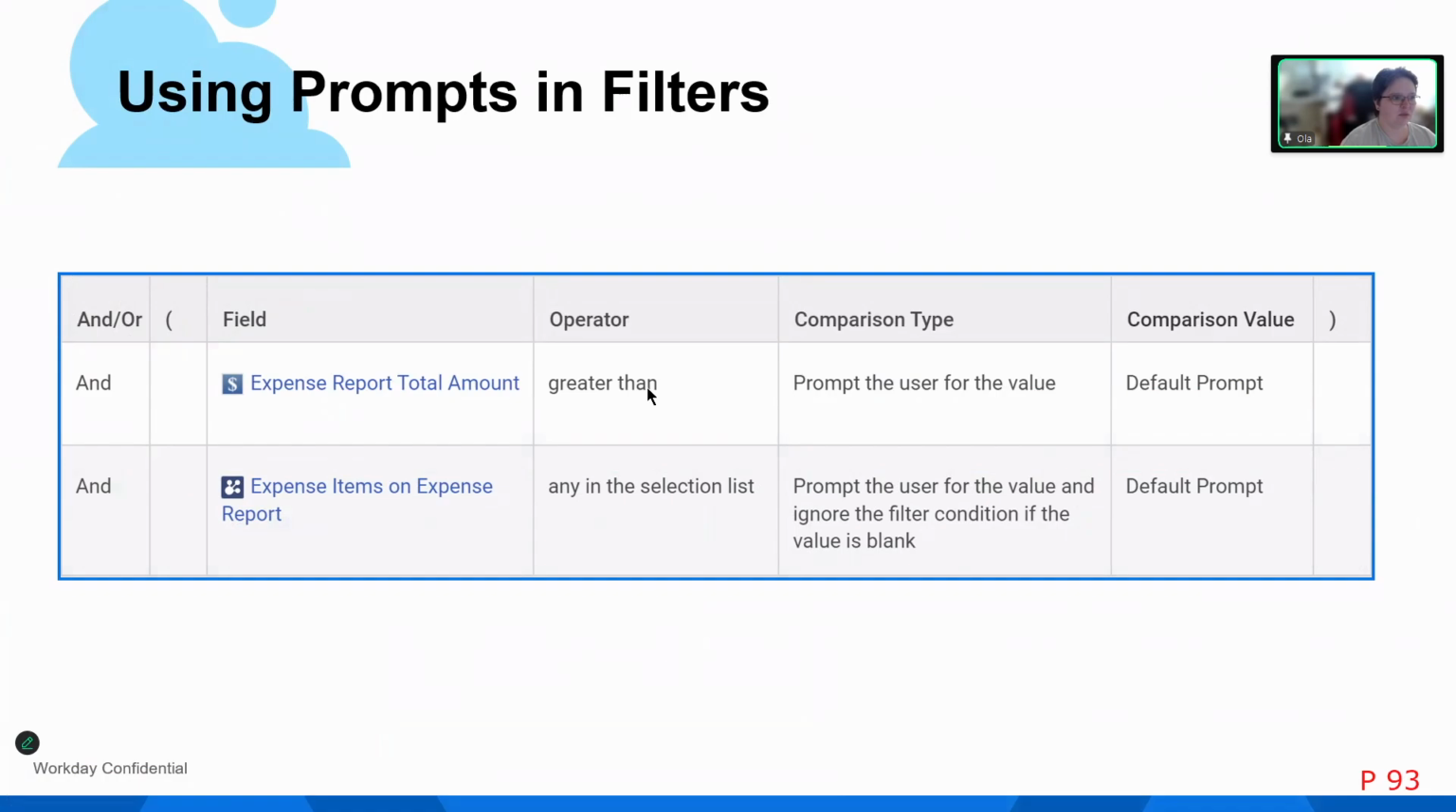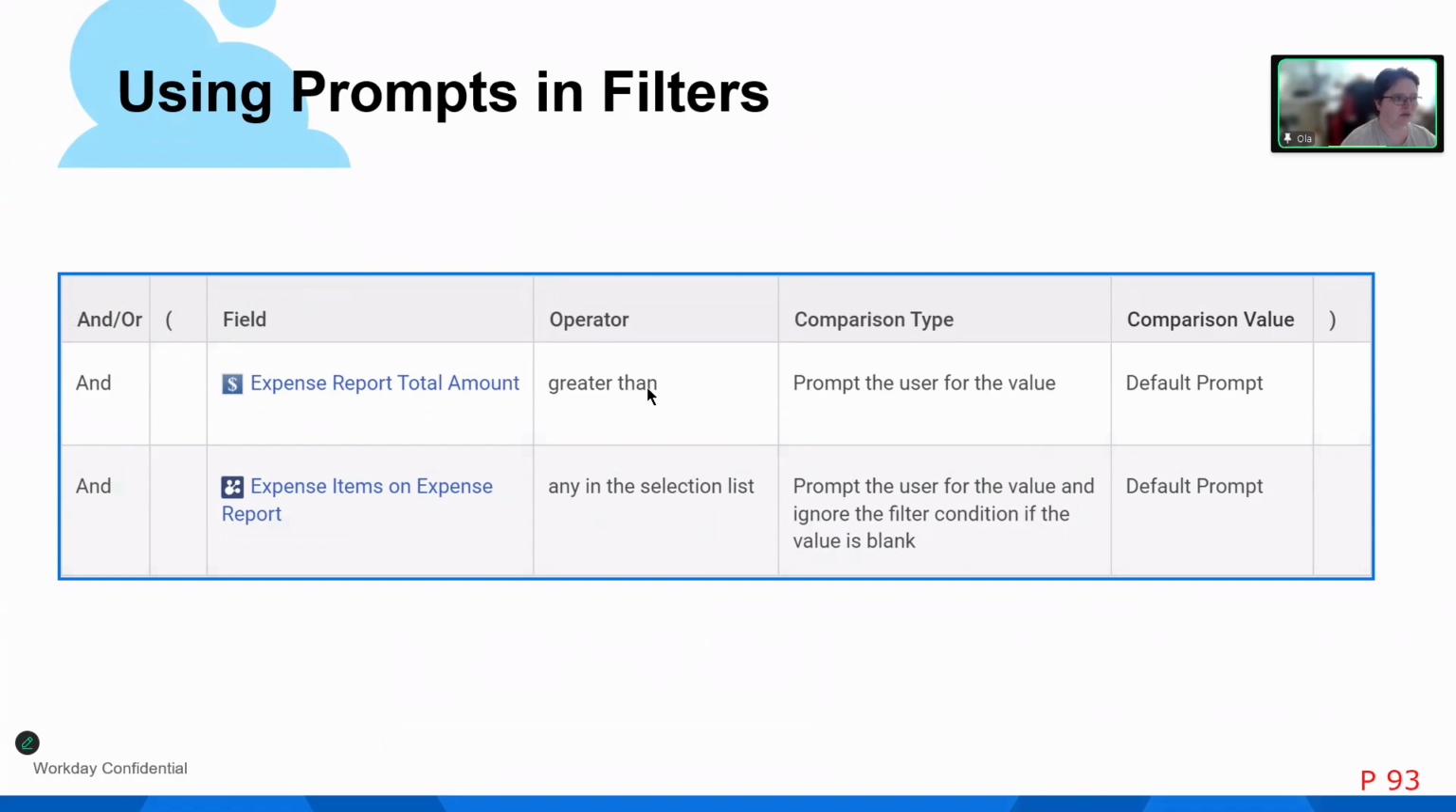She goes back to the report because she knows that we do have a sub-filter on the total amount, and we do have a sub-filter on the items on our expense reports. So she's going to use a comparison type instead of a hard-coded list. This time, she's going to have a prompt for a value, okay?